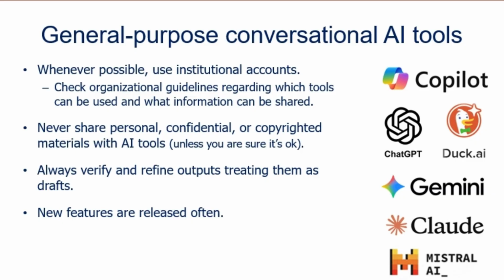Copilot is one of these general purpose conversational AI tools, and whenever possible, use the institutional accounts. Never share personal confidential data unless you're absolutely sure that is okay. There are already some possibilities when it's okay to share confidential information to AI, but if you are not absolutely sure, don't do it. And then always verify and refine the outputs you have created with AI. New features are released often, so it varies all the time which one is better for images, what is best for code, what is best for deep thinking, what is good for creating infographics or slide sets.